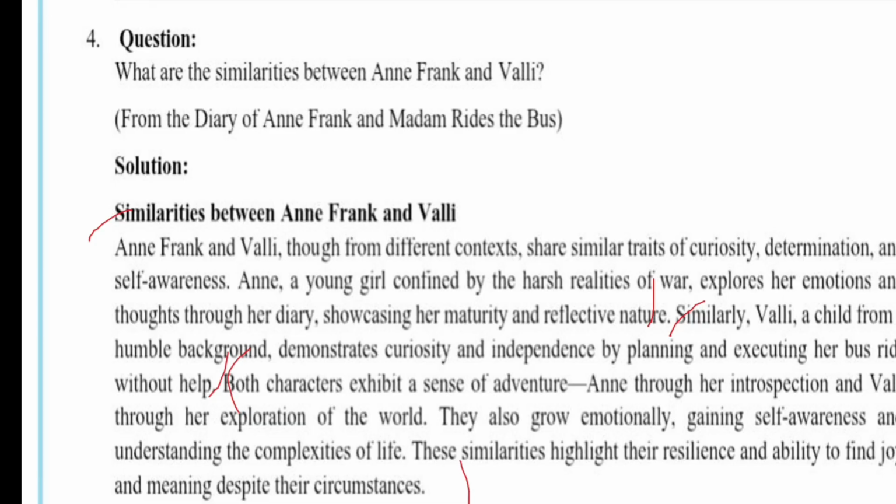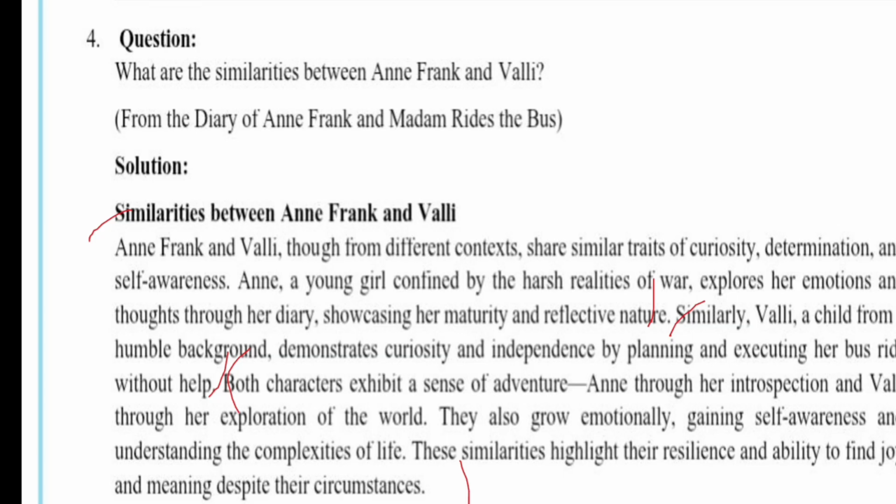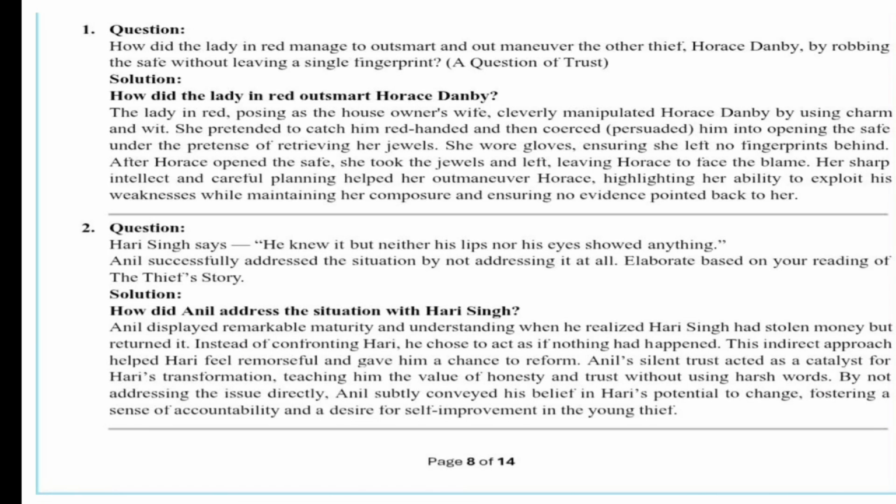Okay, what are the similarities between Anne Frank and Wally? Again, it's the same question. So you first write about Anne, then write about Wally, and then compare the qualities, similarities. They both are very resourceful. They both are independent, okay? They both are very talkative, right? They both are very inquisitive, curious, right? So here, what have they written? Resilience: the ability to find joy and meaning despite circumstances. Fine.